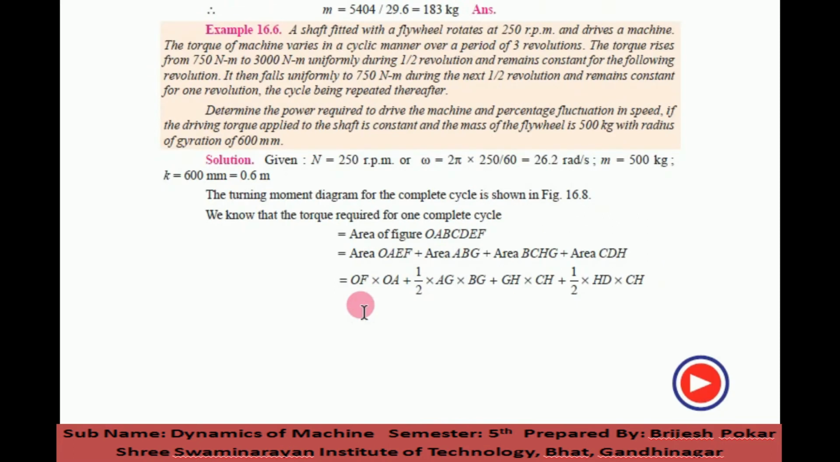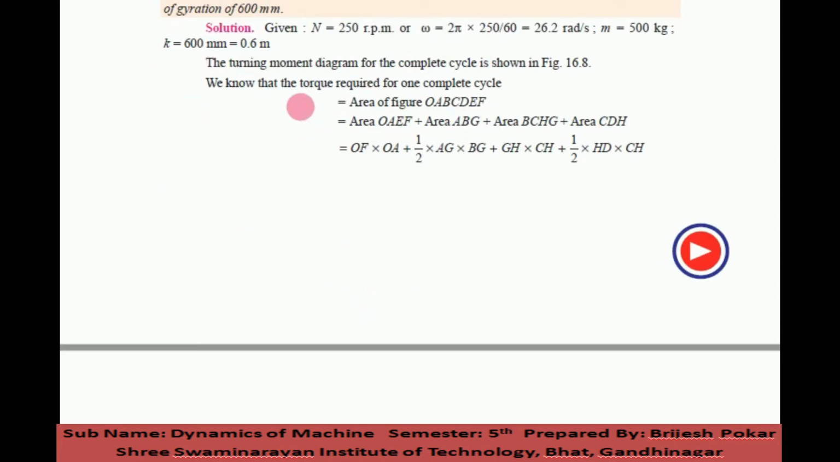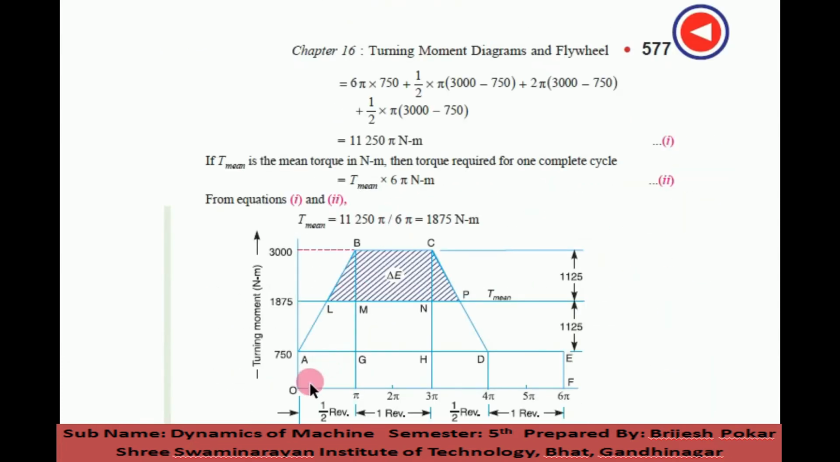Now first of all we have to find the total torque required for 1 complete cycle. That means for 3 revolutions, for 1 complete cycle, we have to find the total work required. So the area from the figure, O A B C D E F. If we start from O A, then B, C, D, E and F, this area we have to find out. Now you can easily understand how we can find this area.